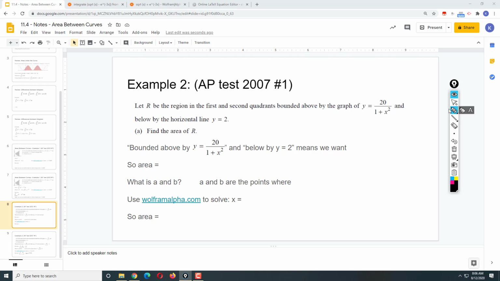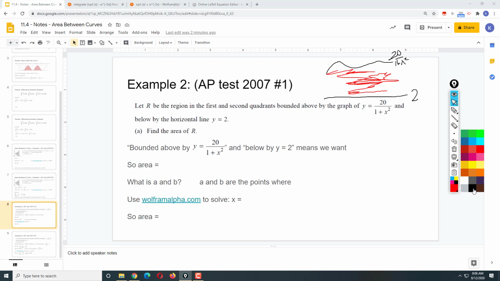So without a graph, what can we do? Well, it says bounded above by the graph of y equals 20 over 1 plus x squared. So that means that whatever that is, 20 over 1 plus x squared is on top. And below by the line y equals 2. So y equals 2 is on the bottom. And we're looking for the area between these two lines. So that means that the area has to be the integral of our function 20 over 1 plus x squared minus 2, because 20 over 1 plus x squared is on top, 2 is on the bottom, dx.